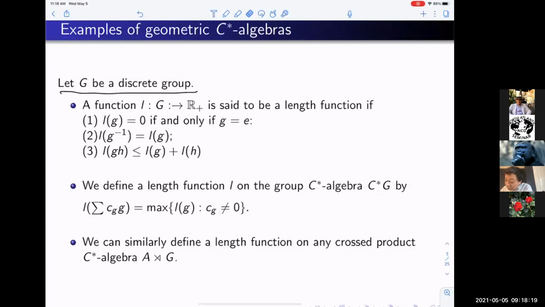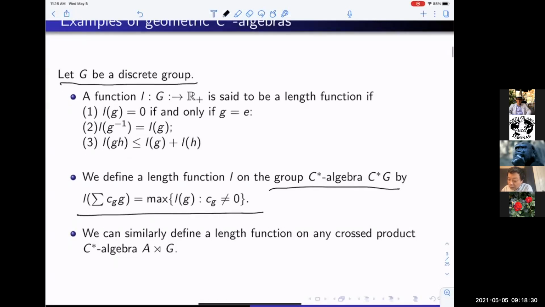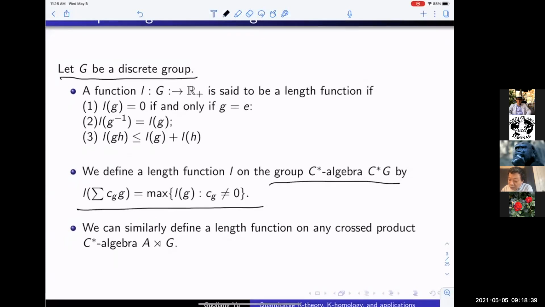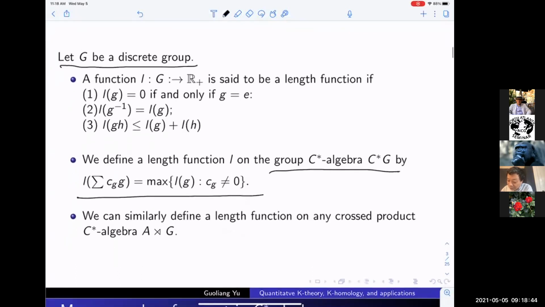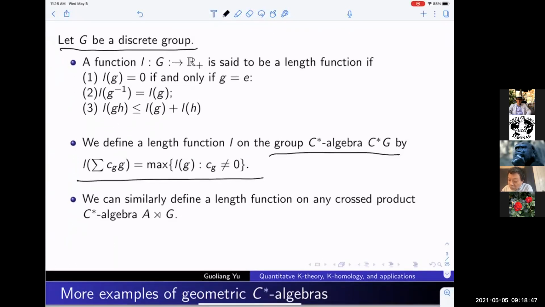Now if we come back to a group C*-algebra, we can use the length function on the group to define a length function on the finite linear combinations in the group algebra. Then if you have infinitely many non-zero coefficients, we define it to be infinite. Of course, we can generalize this concept to any crossed product, and that's also quite natural.